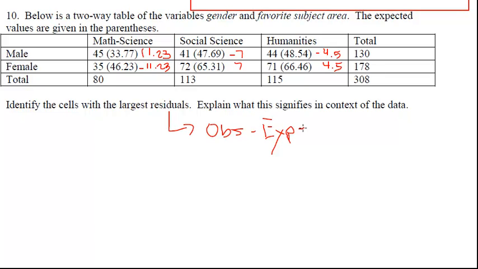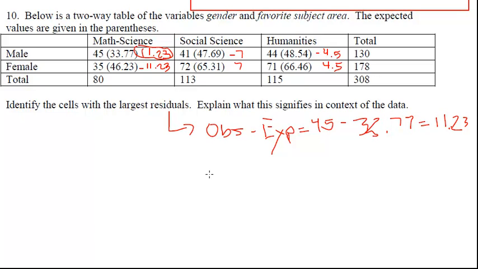And so for this top one right here, we take 45 minus 33.77, and so that gave us 11.23. And that's how we got this value right here, 11.23. And so I went ahead, since that's pretty easy, and just did them all. So we have some positive, some negative. When there's two rows, if one of them's positive, the other one's going to be negative.